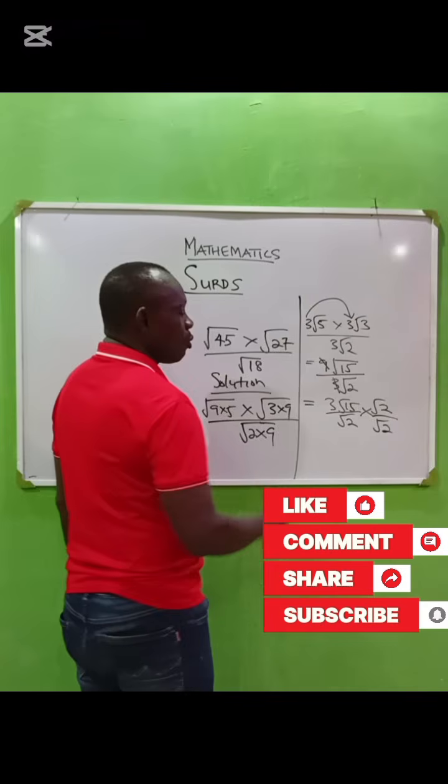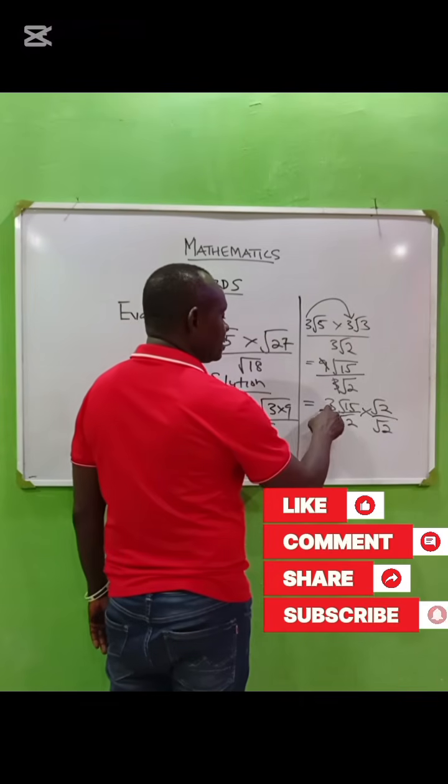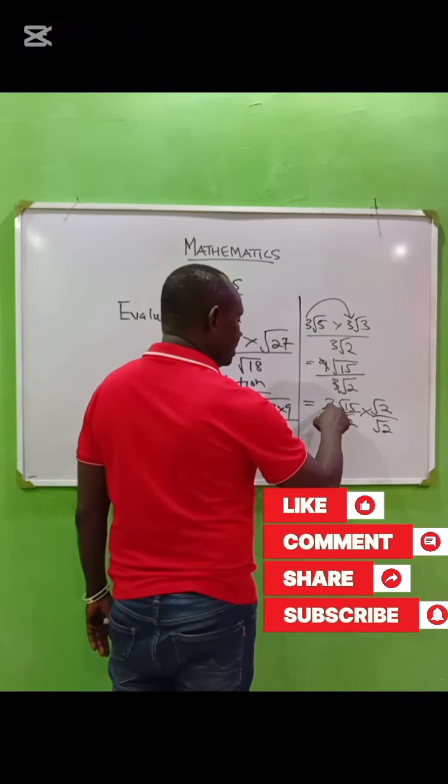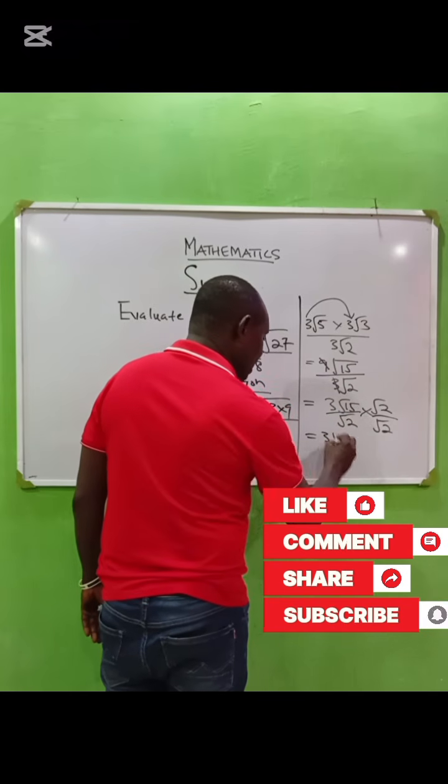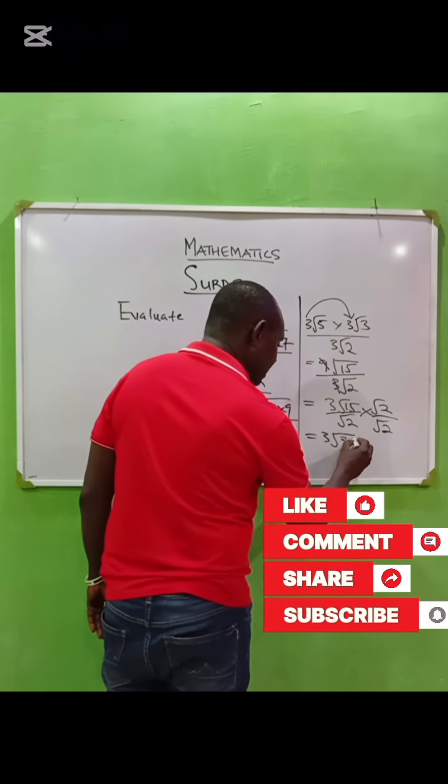2. Okay. Once I do that, I can multiply this times this. This can give me 3 times the square root of 15 times this, which will give me 3 the square root of what? 30. Okay.